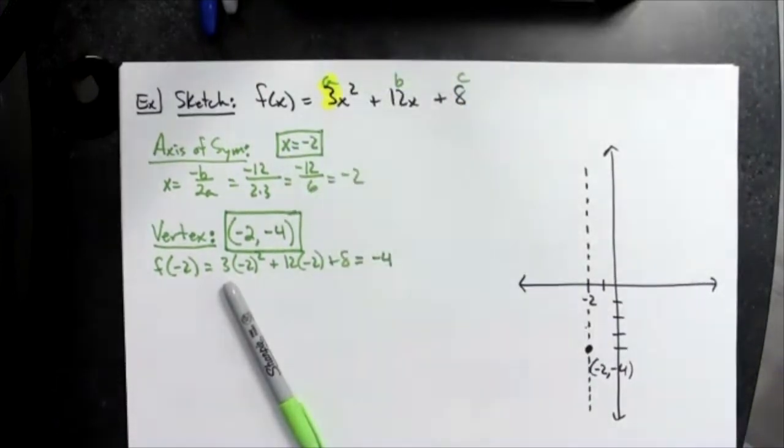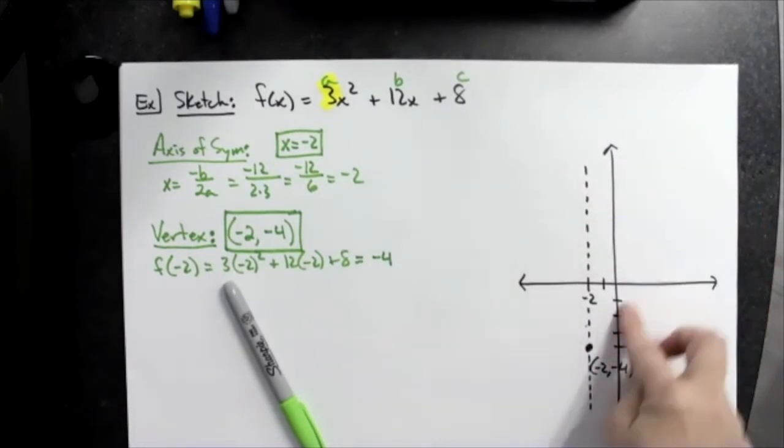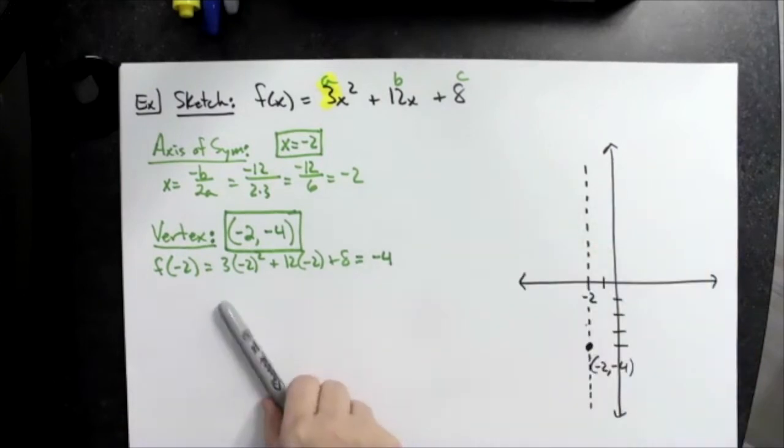All right, our leading coefficient a there is a 3. It's positive, so that means it's going to be upright. And as you can see, that's going to fit really nicely on my graph right here. So it is going to be an upright one.